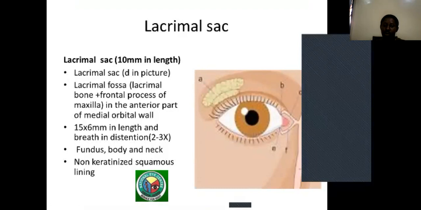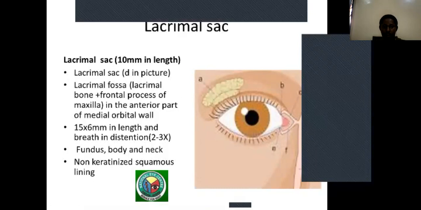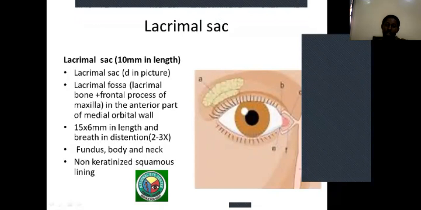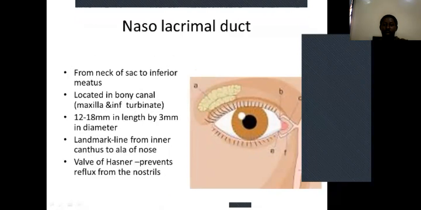Now, the sac has a fundus, the body, and the neck, which is continuous with the nasolacrimal duct. It is lined by non-keratinized squamous cell epithelium. Now, the lacrimal duct, which is the continuation of the sac from the fundus down to the inferior meatus, is located within a bony wall.